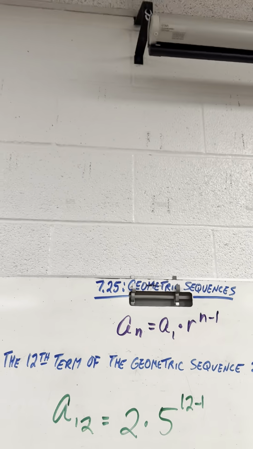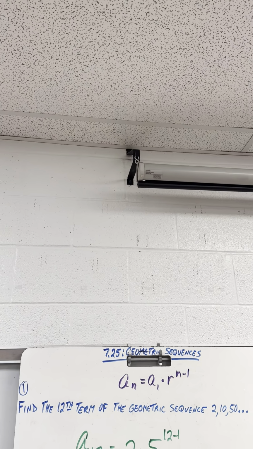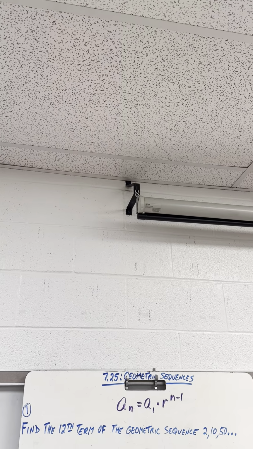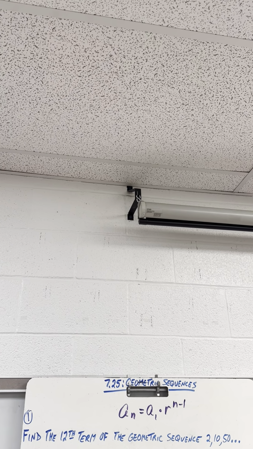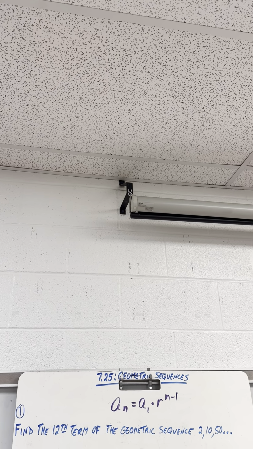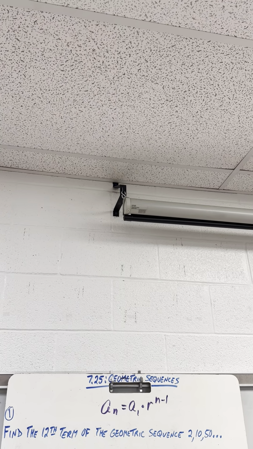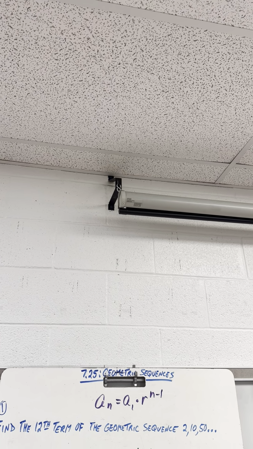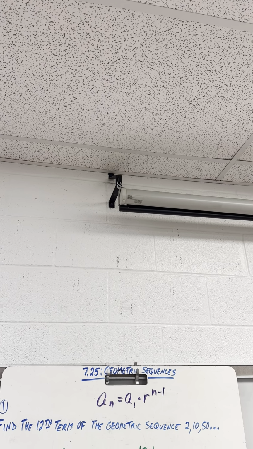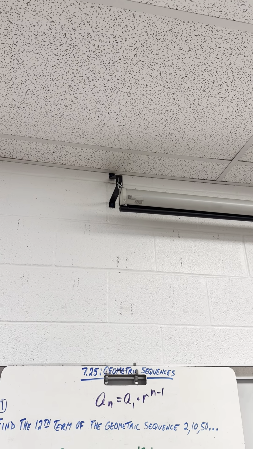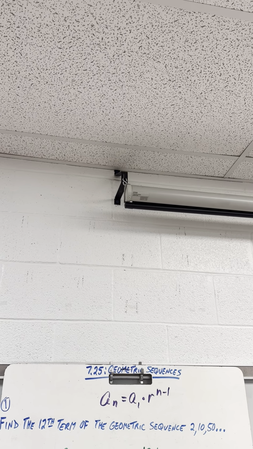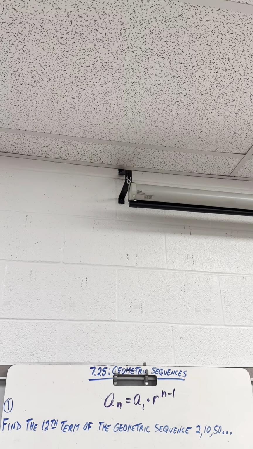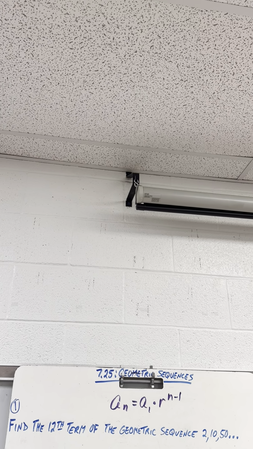For example, find the 12th term of the geometric sequence 2, 10, 50, and so on. How do you get from 2 to 10? You multiply by 5, and 10 times 5 is 50. So every number you're multiplying by 5. So when you have multiples, that's geometric.